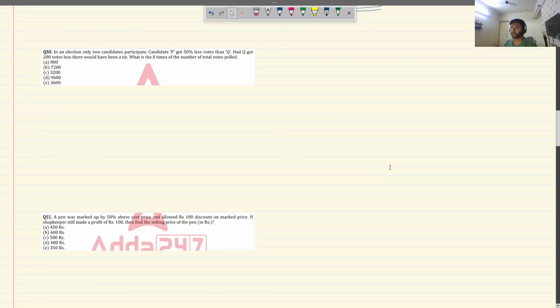नेक्स्ट क्वेश्चन. In an election, only two candidates participate. Candidate P got 50% less votes than Q. तो मान लेते हैं P has got 100 units vote और Q को P के रेस्पेक्ट में 50% कम मिला है, मतलब 50 यूनिट वोट मिला है. तो फिर दोनों को मिला के टोटल कितने वोट्स हुए, 150 वोट्स है टोटल मेरे, टोटल P और Q को मिला के. Had Q got 200 vote less, there would have been a tie.